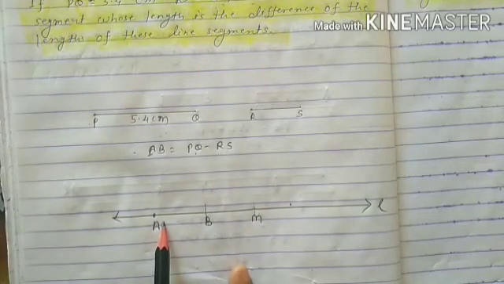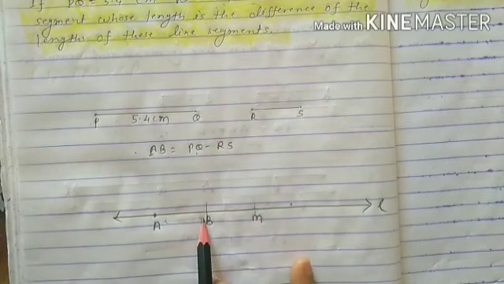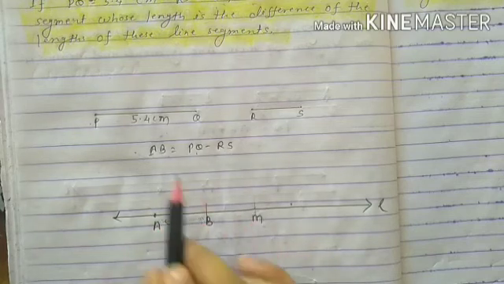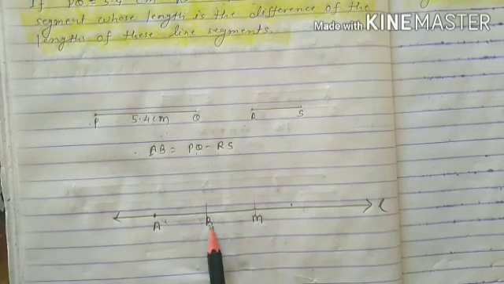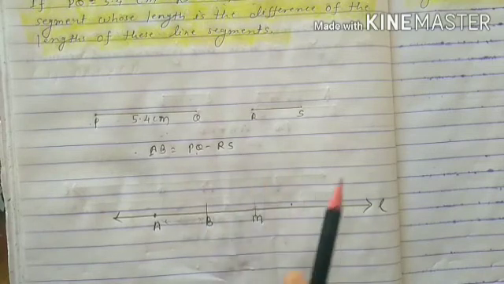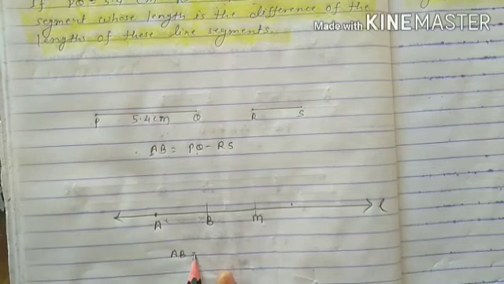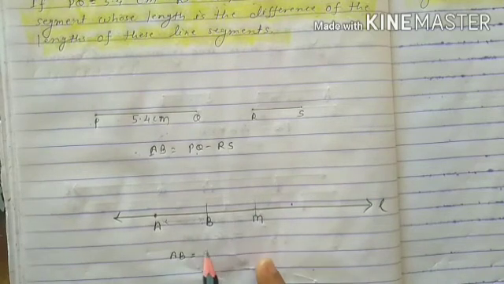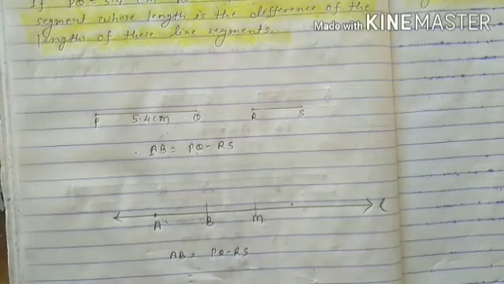So what is the measurement of this AB? AM minus MB. AM is equal to 5.4 centimeter and BM is equal to 2.7 centimeter. So what is this AB? PQ minus RS. Now let us measure it.